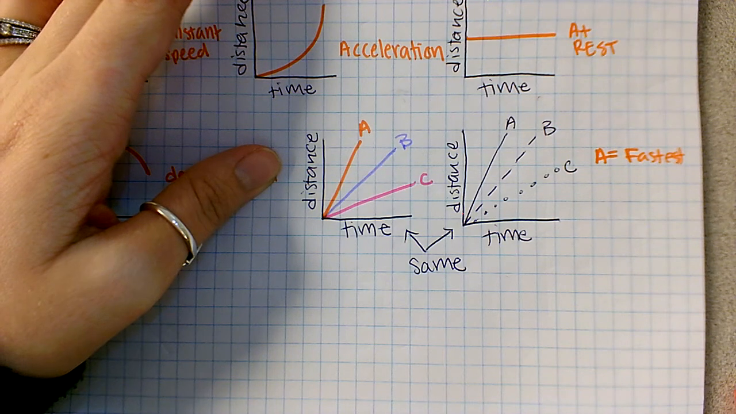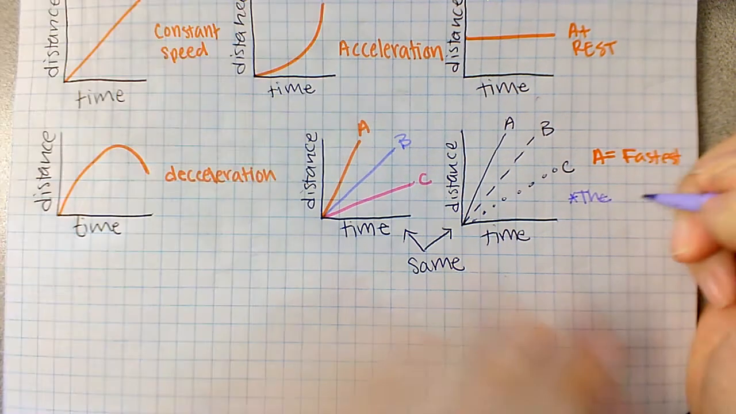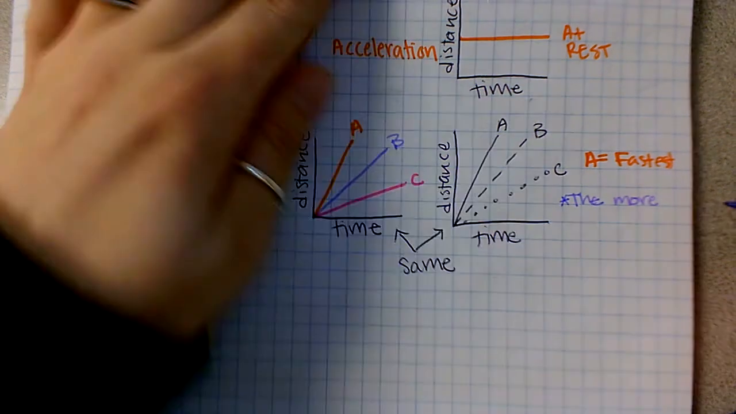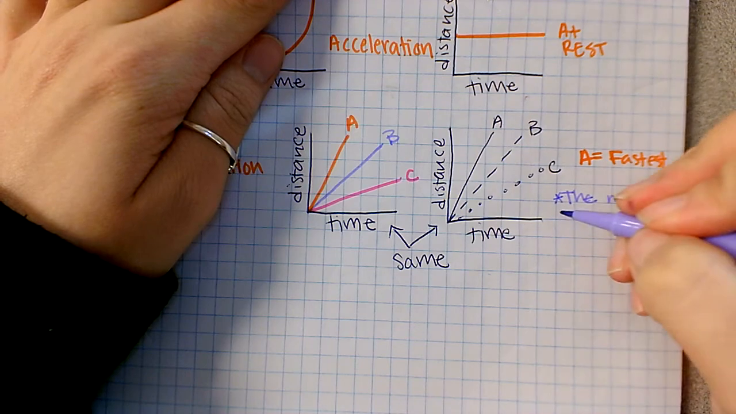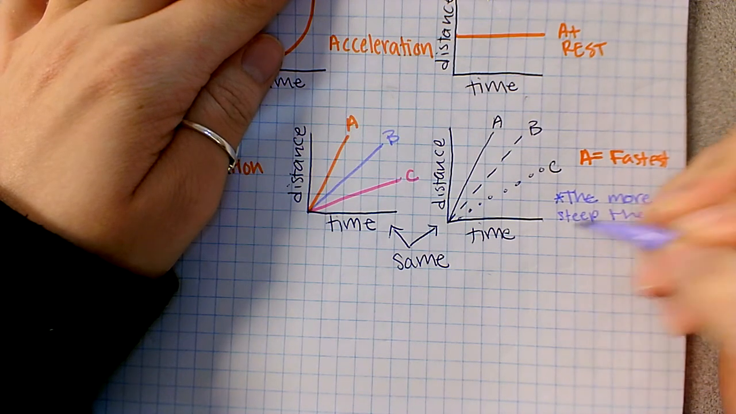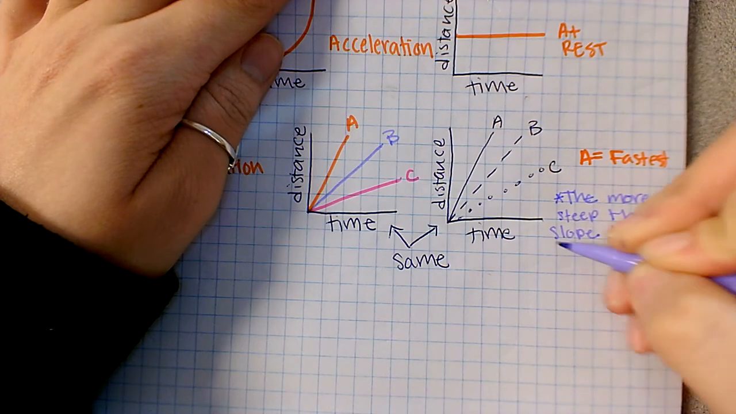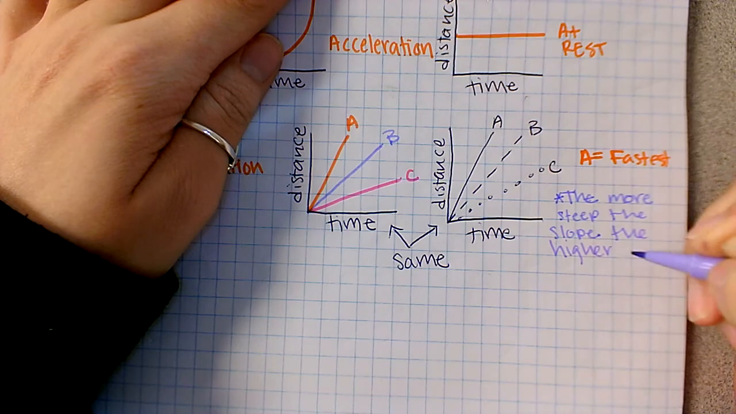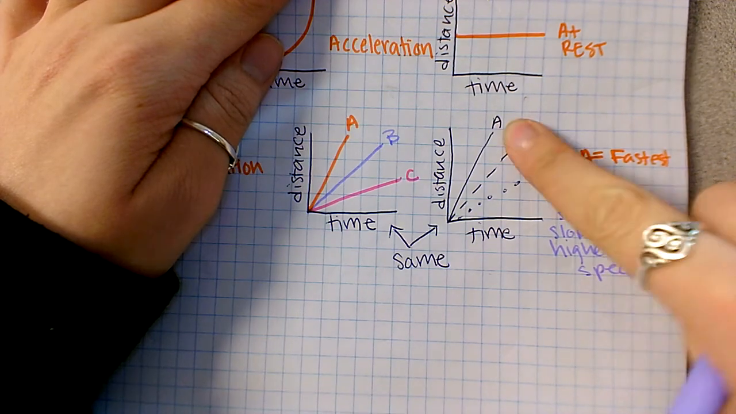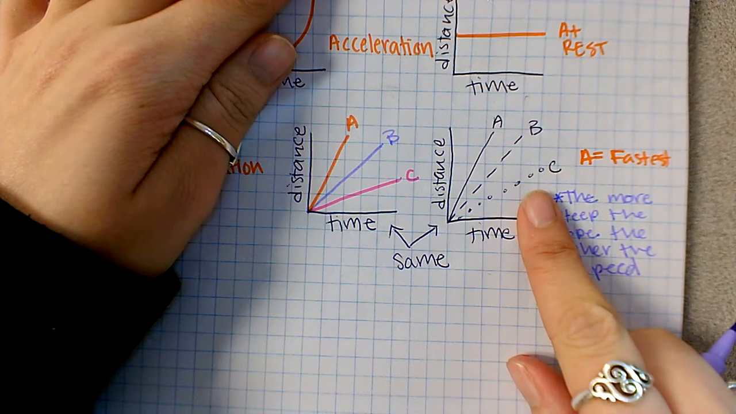Okay, then we need to know that the more steep the slope, the higher the speed. Right? So A would be the fastest, B would be a middle speed, and C would be the slowest one on there. Okay?